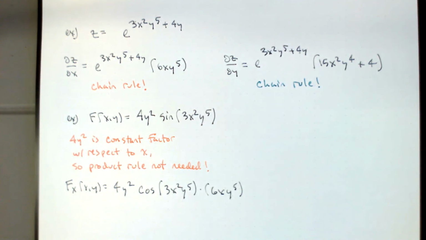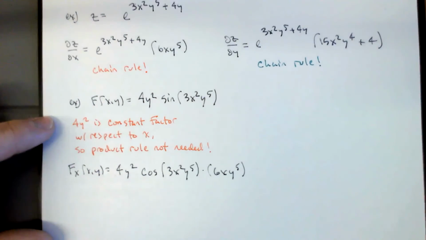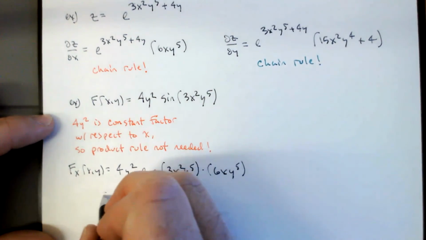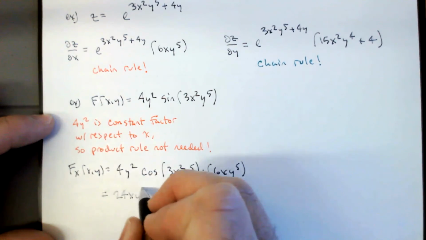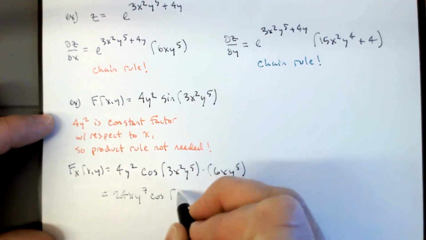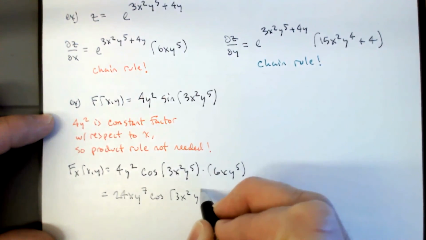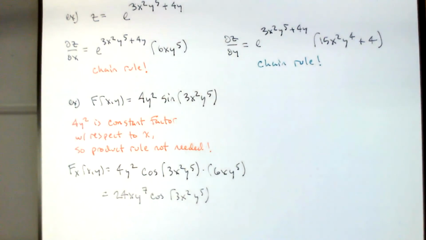You would probably want to clean this up. We got two monomials running around. You should put those monomials together. We got 24x y to the seventh times the cosine of 3x squared y to the fifth. Any questions?